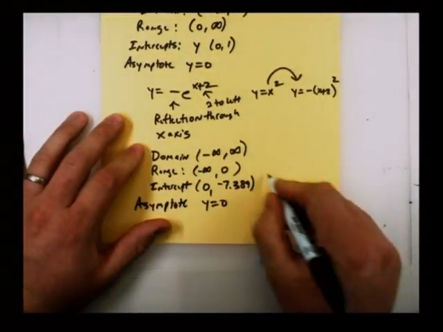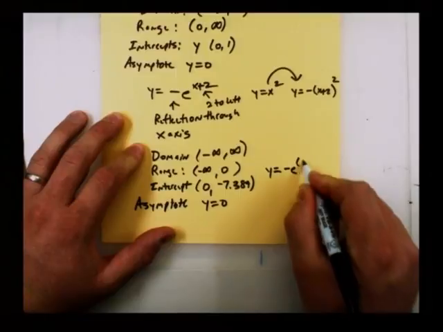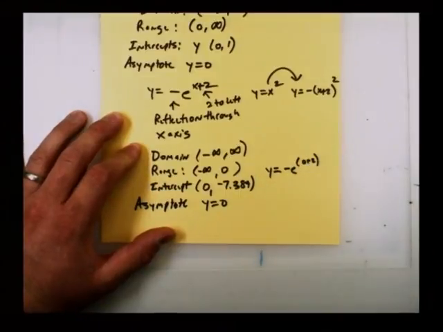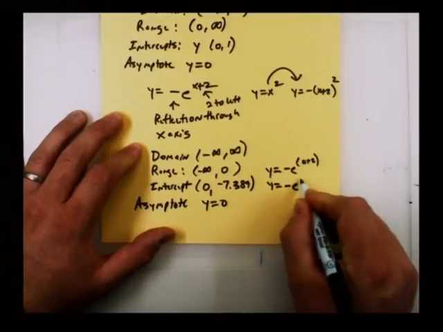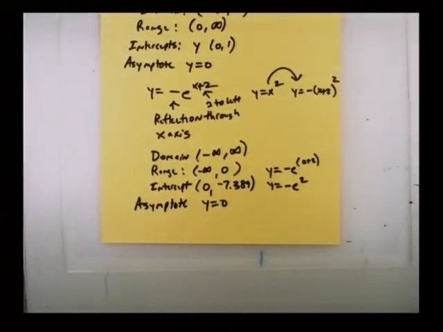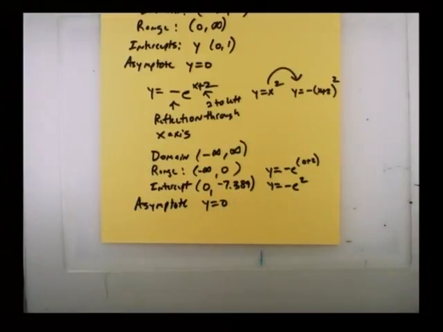So let's take our original equation, plug that in. So y equals negative e to the 0 plus 2. That gives us y is equal to negative e to the second power. Plug that in our calculator. That's it. Got the negative 7.38.